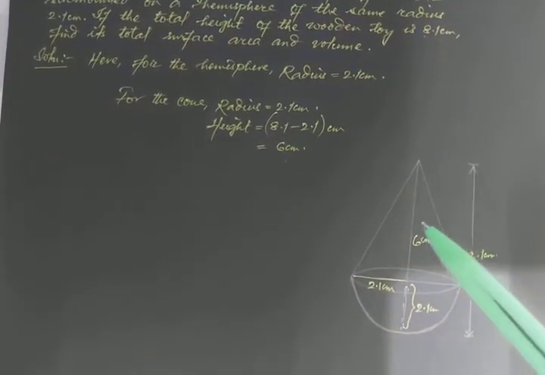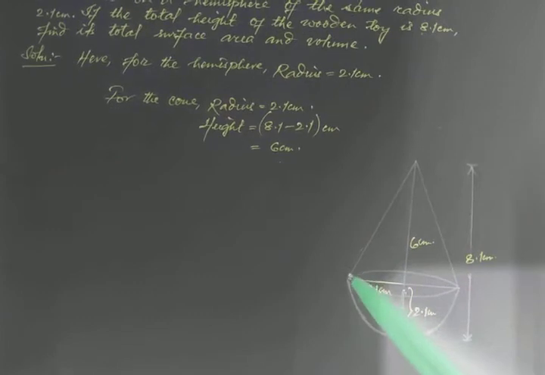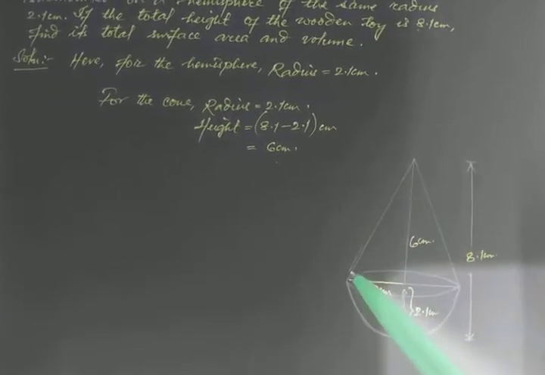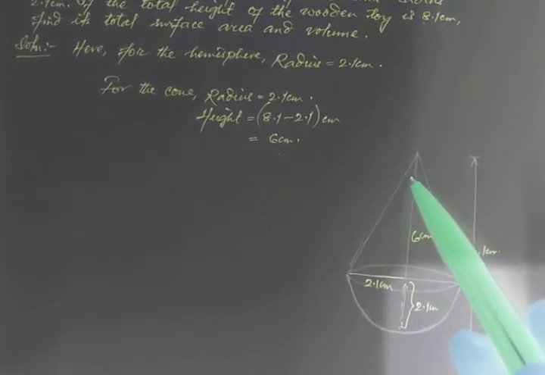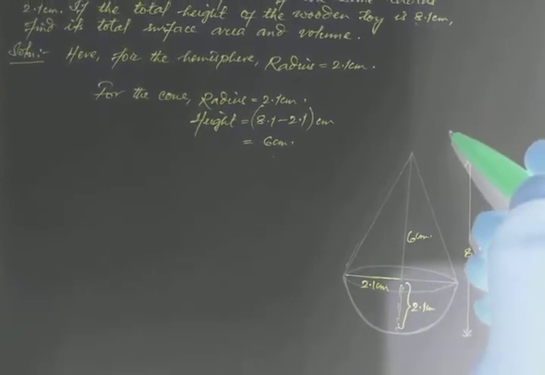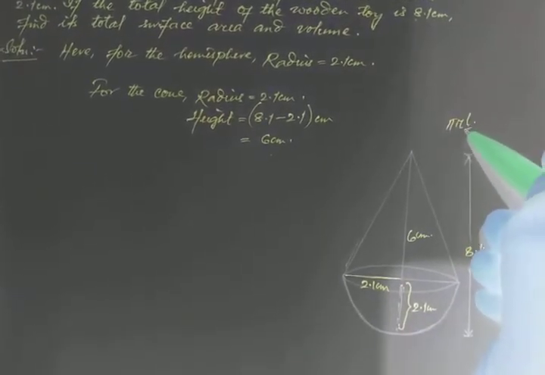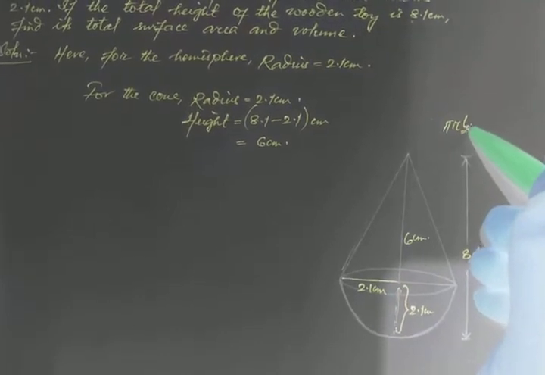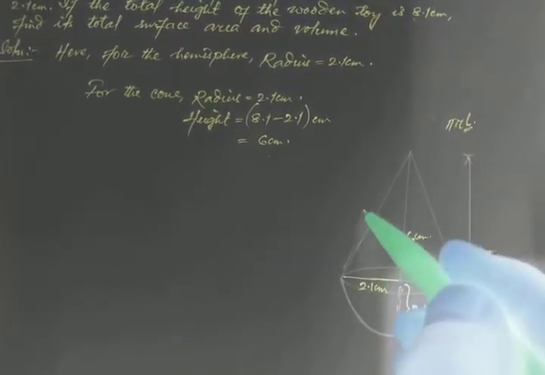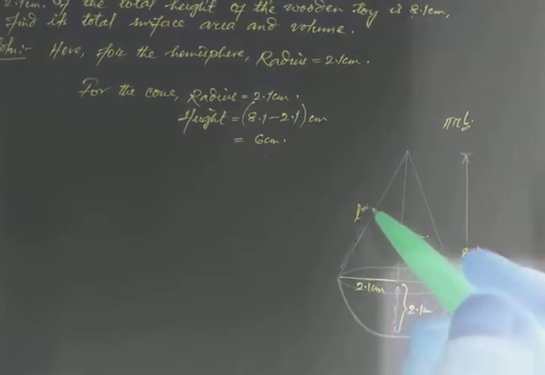And let's find out the slant height of the cone, because we'll be needing it. We are asked to find the total surface area. Surface area of cone is given by pi r L, where L is involved, so we will need to use the slant height. So let's find out the slant height of the cone, L.